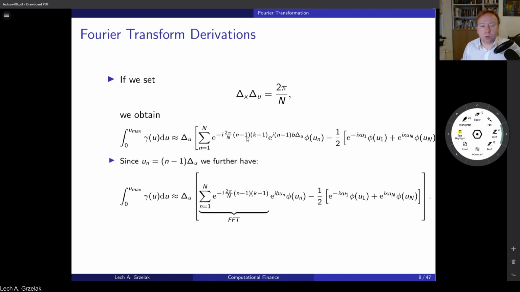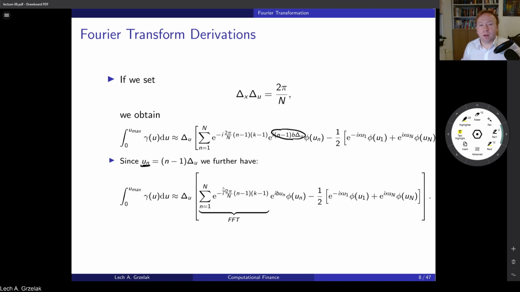So after substitution, we end up with the following term. We have this minus i 2 pi n, n minus 1, k minus 1. We have those three terms and the boundary terms. We also notice that this term here, except for b, relates to u n. So this means we can also substitute. And this part times a function is the fast Fourier transformation.